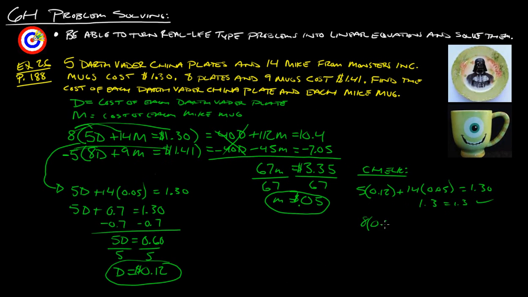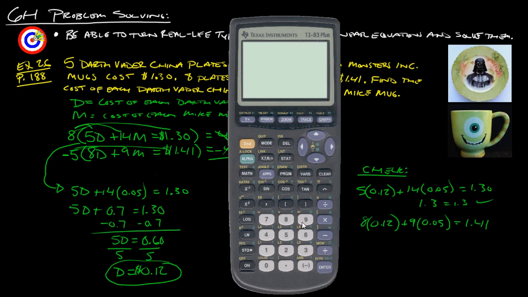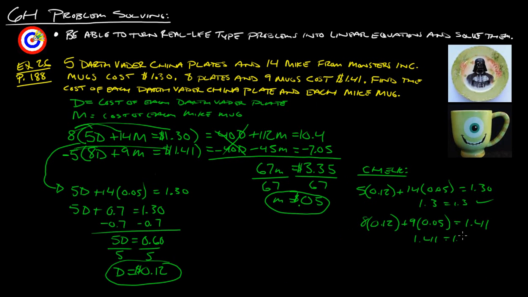It's this one right here, 8 times d, so 8 times 0.12, there, I finally got it right, plus 9 times 0.05 should equal 1.41. Alright? So 8 times 0.12 plus 9 times 0.05 gives us 1.41.